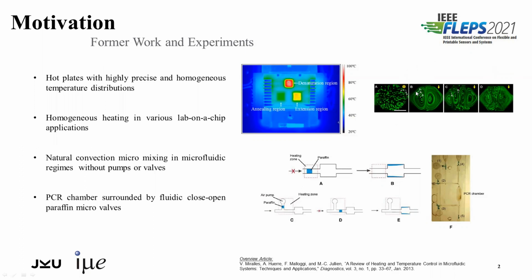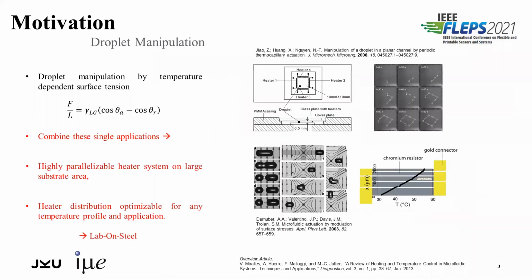One can also imagine small fluid reservoirs where a paraffin valve opens and closes depending on the temperature of the paraffin. And the reason is that the surface tension, and so the shape of a liquid, is temperature dependent. The main goal in my work is the heater design for droplet manipulation by temperature-dependent surface tension, like you see in these pictures of other works.